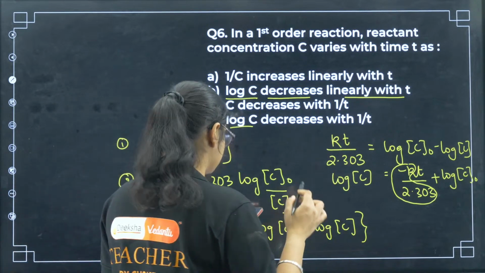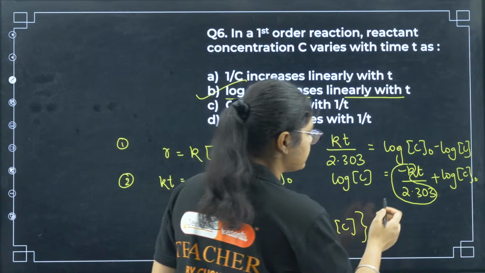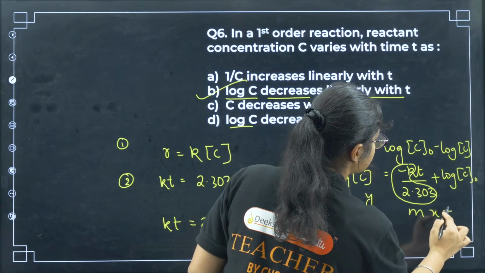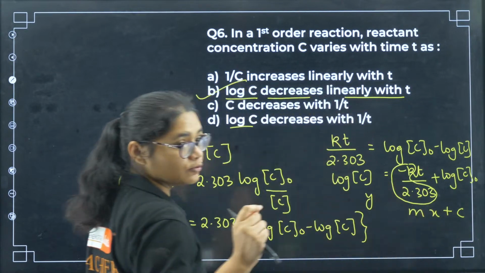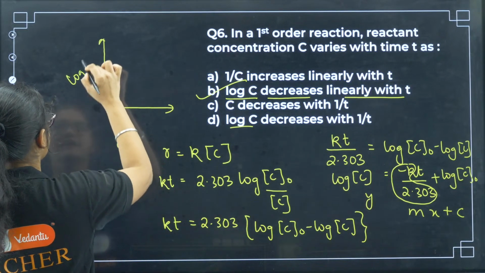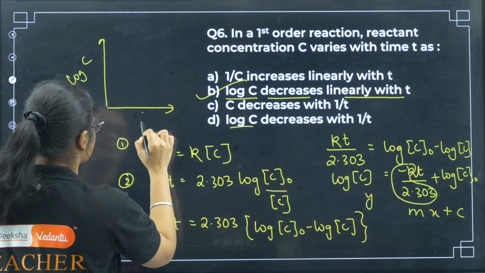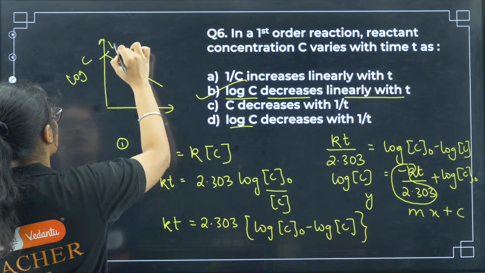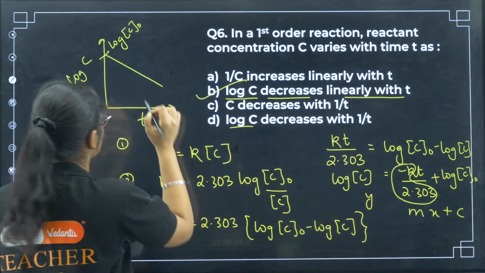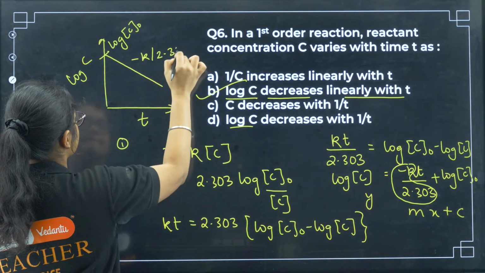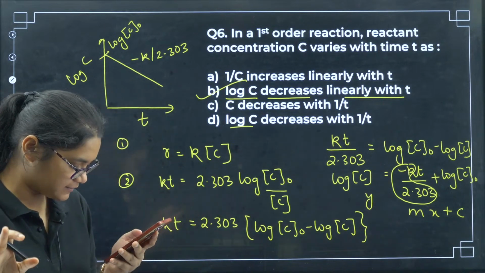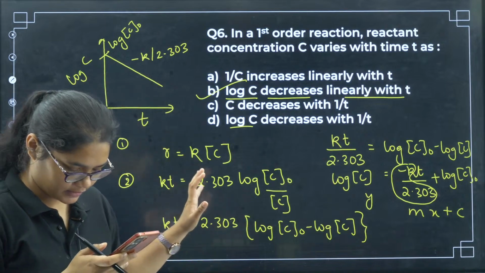6B is the correct answer. Those who have given B, that is the correct answer. See, I am drawing for log C: this is Y, this is m, X plus c. Now slope is minus K by 2.303, a negative slope. So the graph will be like this: log C on this side, T here, the intercept is log of C0, and the slope is minus K by 2.303. Clear? Do let me know if this part is clear to everyone, how to draw the graph.